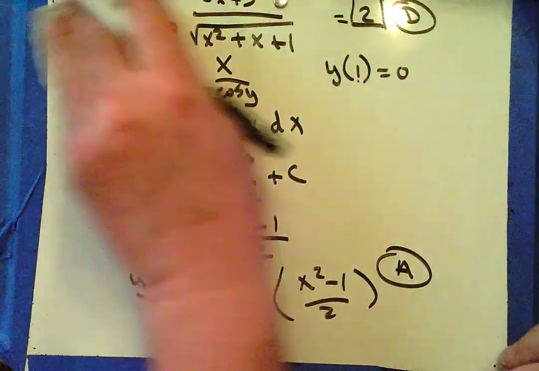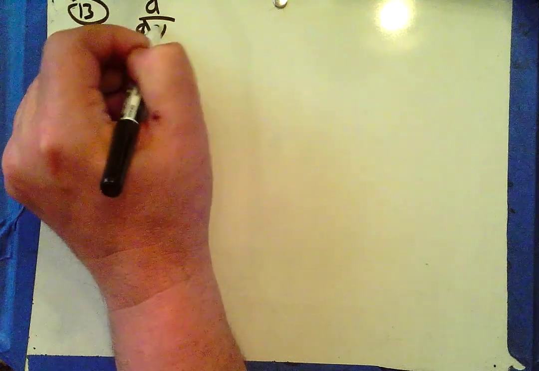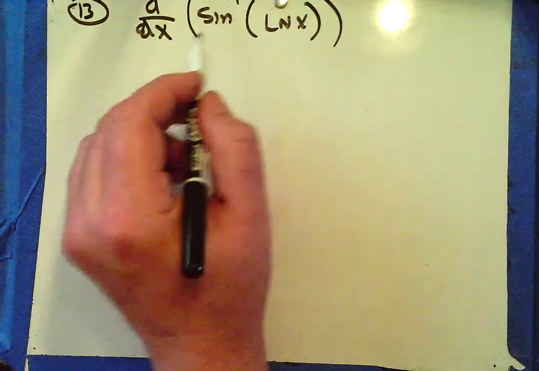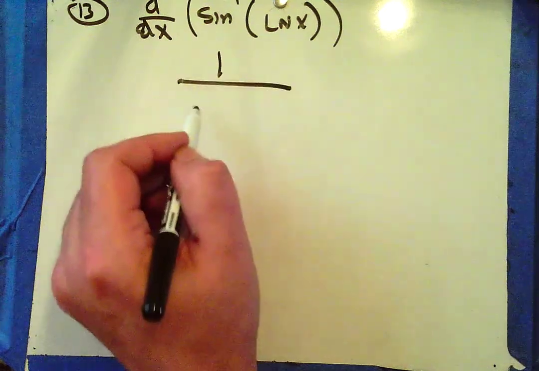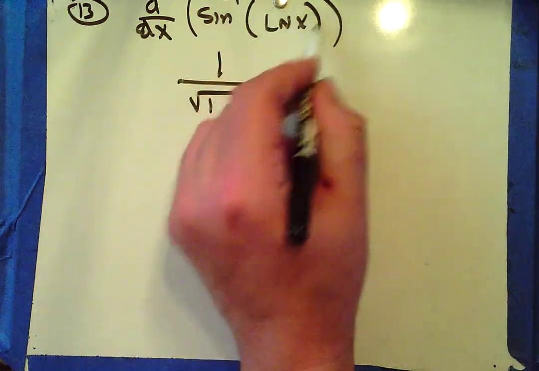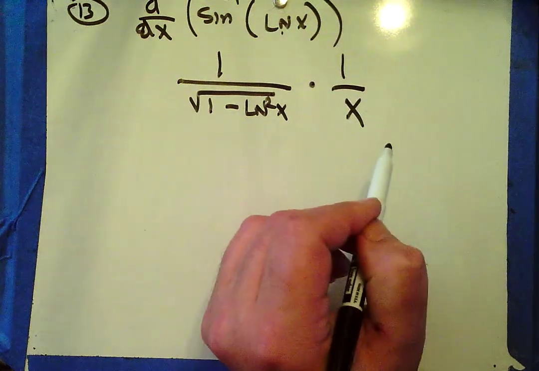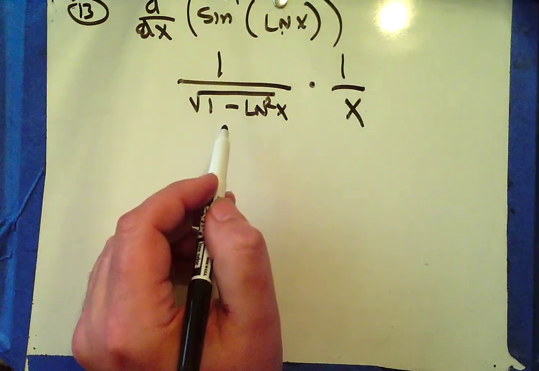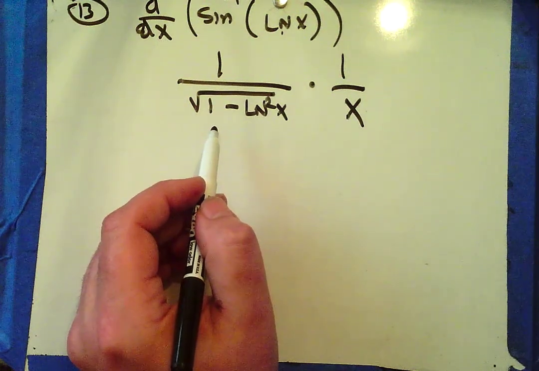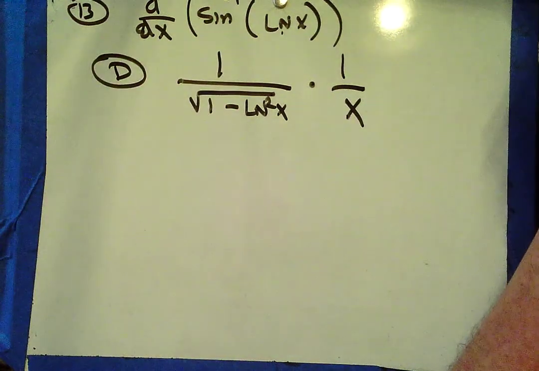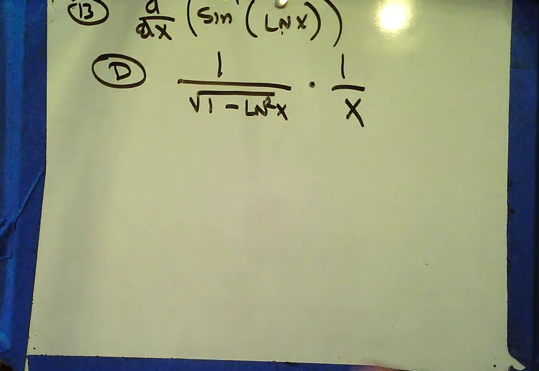13. Let's take a look at 13. 13 says, for x greater than 0, the derivative with respect to x of inverse sine of ln of x is what? Okay, so I need the derivative of inverse sine. That's 1 over the square root of 1 minus (ln x) squared, times the derivative of that inside function, 1 over x. Okay, 1 minus ln squared times x. That's choice D. Don't forget your derivatives and your integrals.